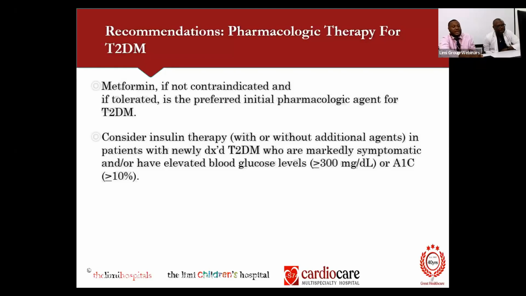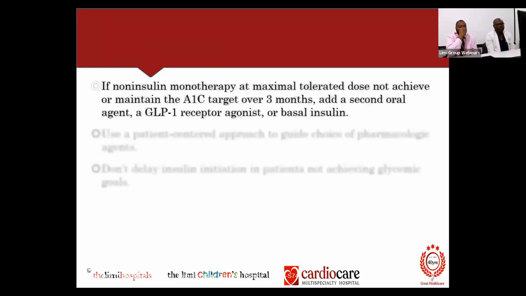Start metformin as the initial pharmacological agent, and consider insulin therapy in patients with marked symptoms or elevated blood glucose. So for non-insulin monotherapy, once you have achieved your maximal dose of metformin, which in our environment is typically 1 gram BD, 1 gram in the morning, 1 gram in the evening, and you have not achieved your target blood glucose, which is fasting of less than 6 or HbA1c of less than 7, you now want to add a second drug.